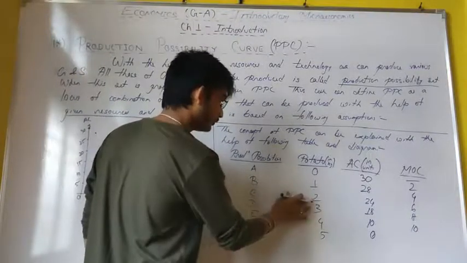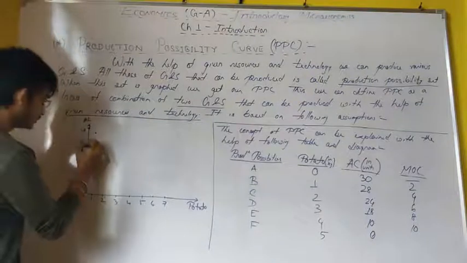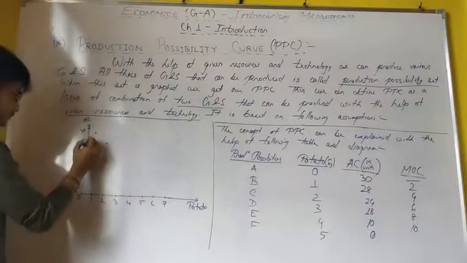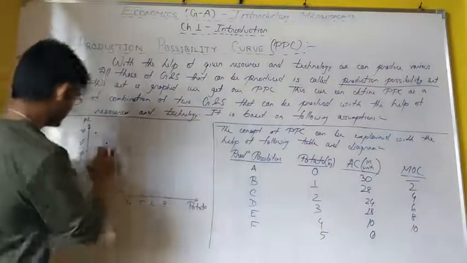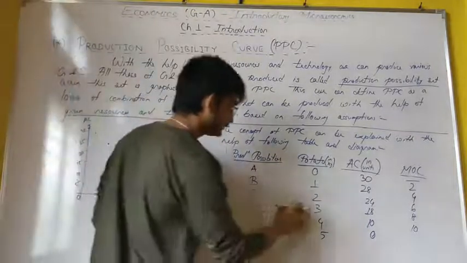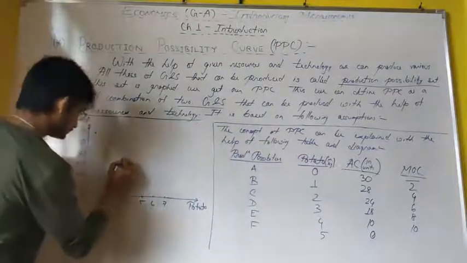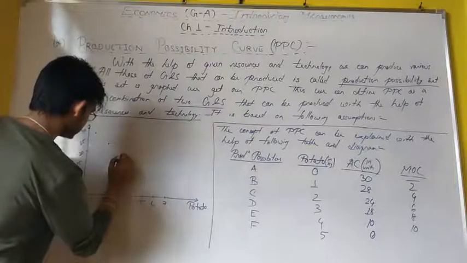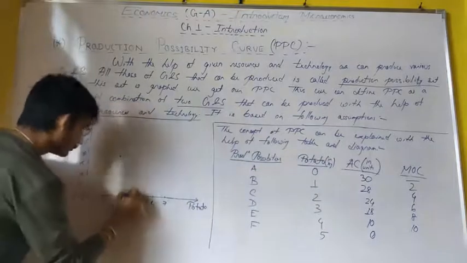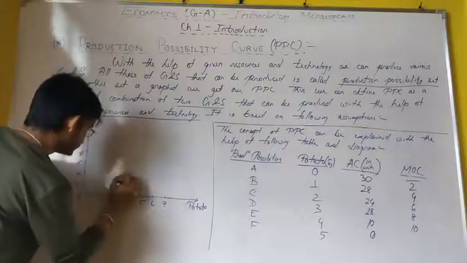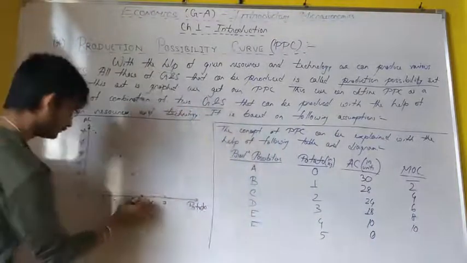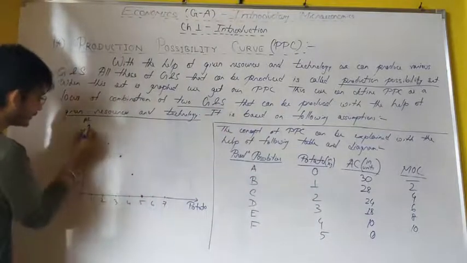Then for 2 it is 24, somewhat below 25, and this will be just above 2. Then for 3 it is 18. Then for 4 it is 10. And finally this point for 5, 0. Now let's join these points.